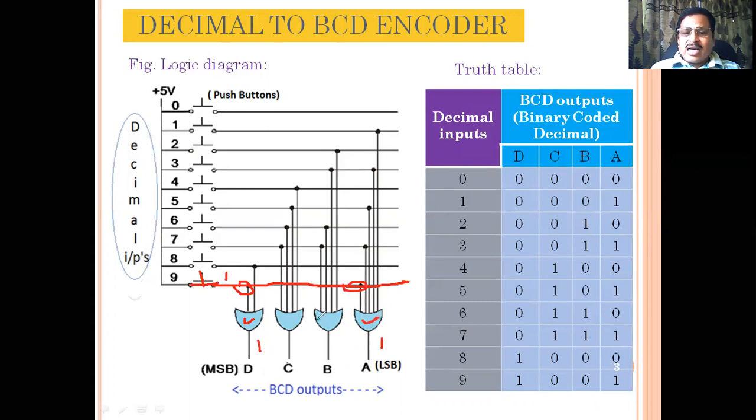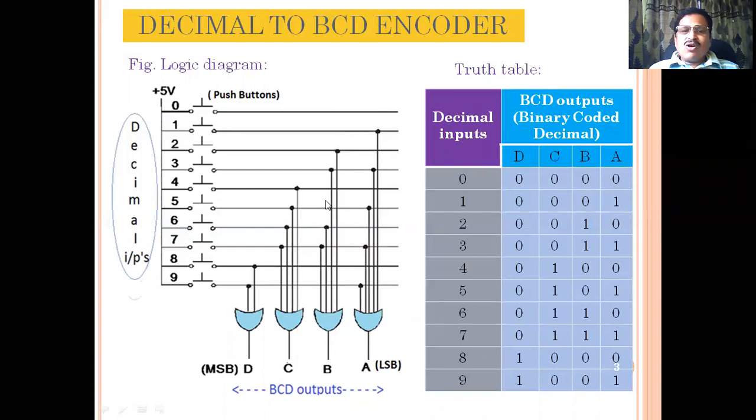At the same instant, the remaining OR gates do not have a connection from decimal 9. They have connections from other inputs, but they are at logic 0 level. Therefore, their output remains at logic 0, logic 0. Thus, by the last entry in the truth table, decimal 9 we apply at the input, the output is 1001 as the BCD code of decimal 9. So, in this way, you can easily understand the working of the decimal to BCD encoder by applying various inputs one by one. We'll find the corresponding BCD code is produced at the output.